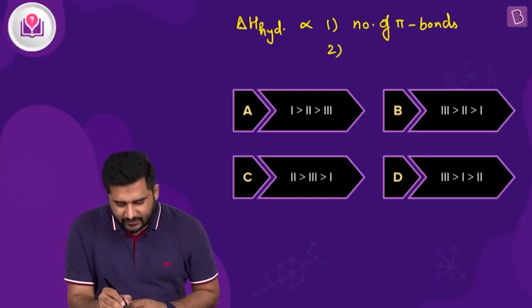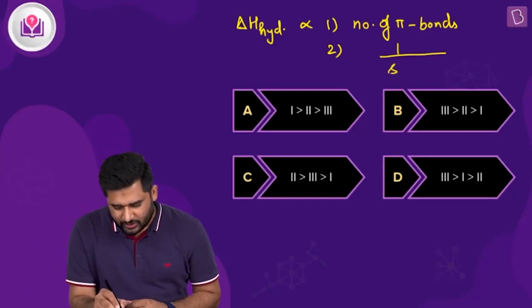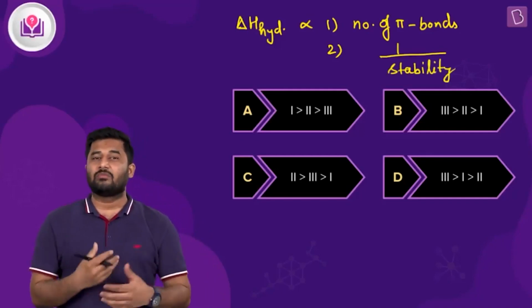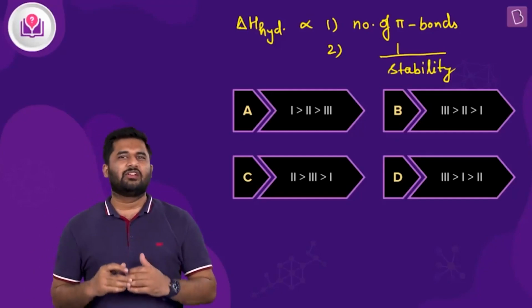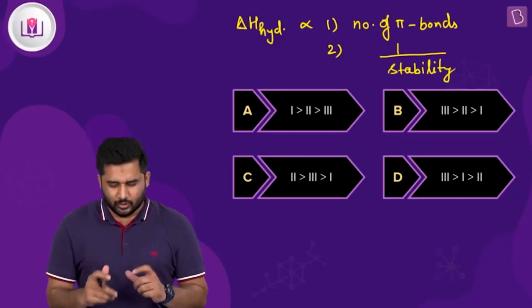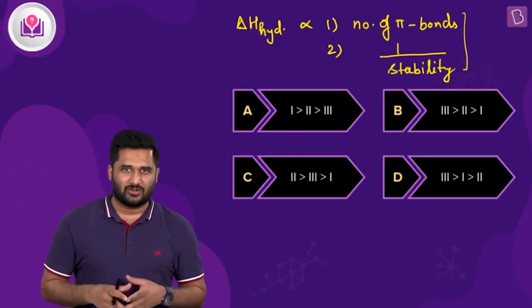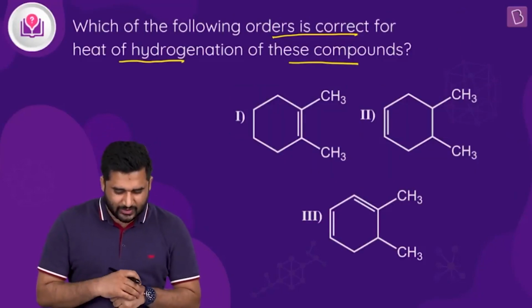Clear? And the second factor is that it is inversely proportional to the stability of the molecule. Clear? That is, the more stable the molecule, the less will be the heat of hydrogenation. All right, so let us use these two factors to answer the question.